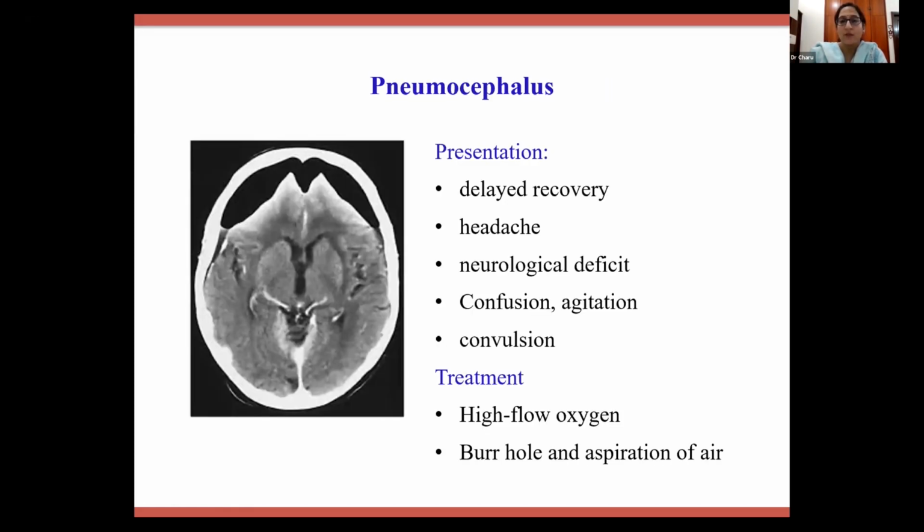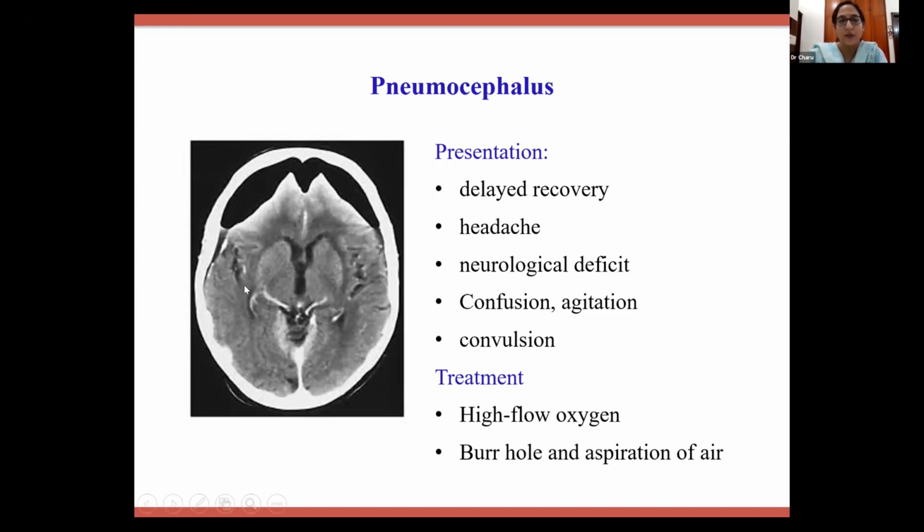So coming to the pneumocephalus, the patient may present as delayed recovery. If we are trying to extubate the patient, he might not wake up. So we should suspect that the patient may have pneumocephalus, especially if he has been operated in the sitting position. He may have headache, neurological deficit, confusion, agitation, and seizures.